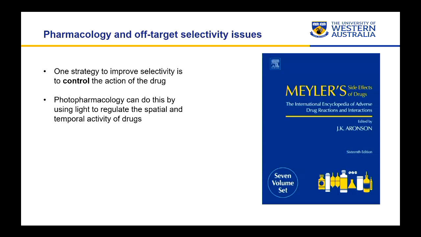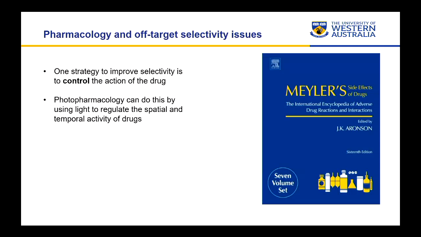Ideally, one strategy to control selectivity would be if we had a way of controlling where the drug activates, and ideally also where it goes. Photopharmacology can address where the drug is activated. We can do this because we can use photopharmacology to control the spatial and temporal resolution of drugs. By spatial resolution, I mean we can control in space, in X, Y, Z, where the drug is active. And with temporal resolution, we can control how long this drug will be active.